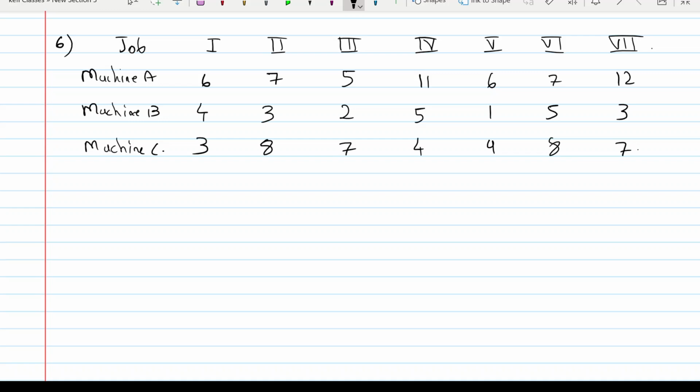So sequencing, where is it? Come to page 123, not 23, 123.